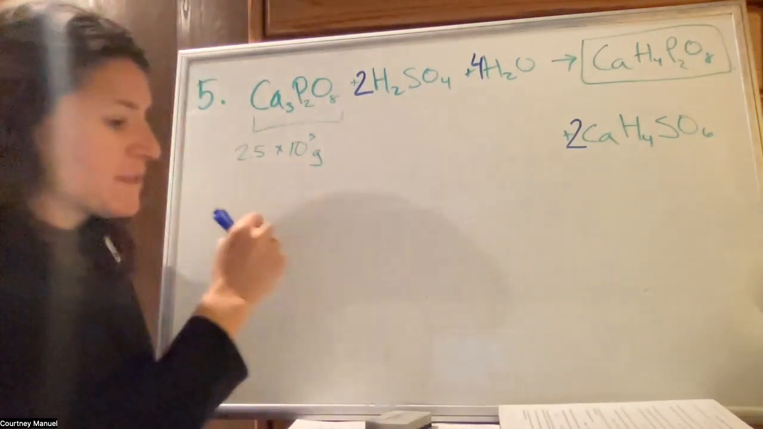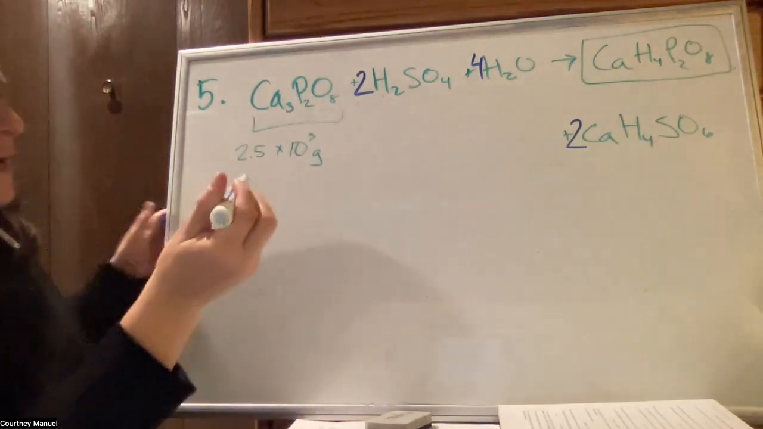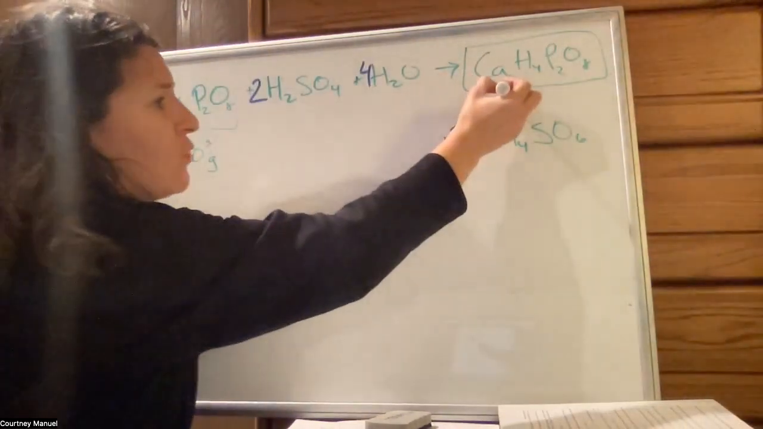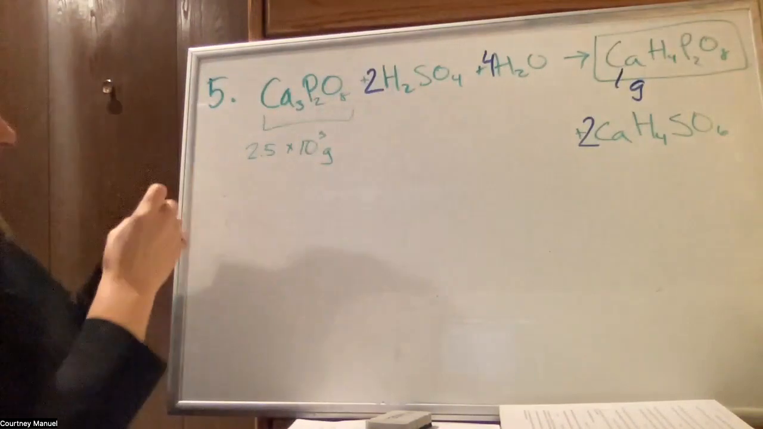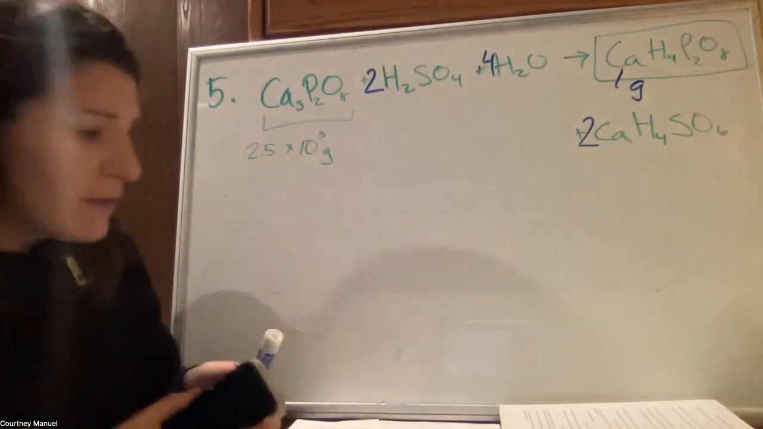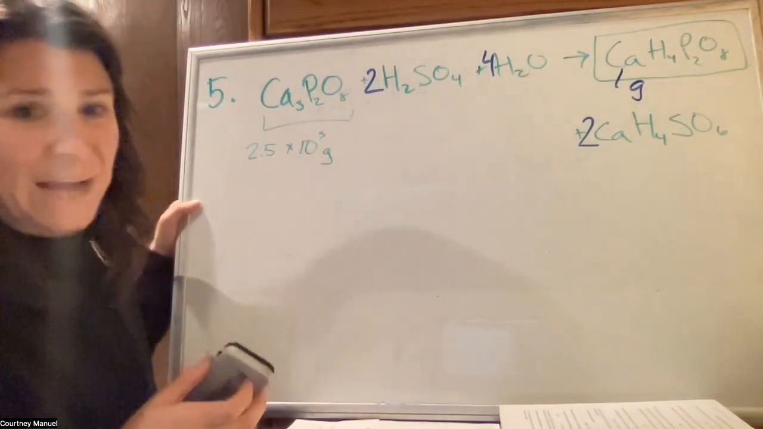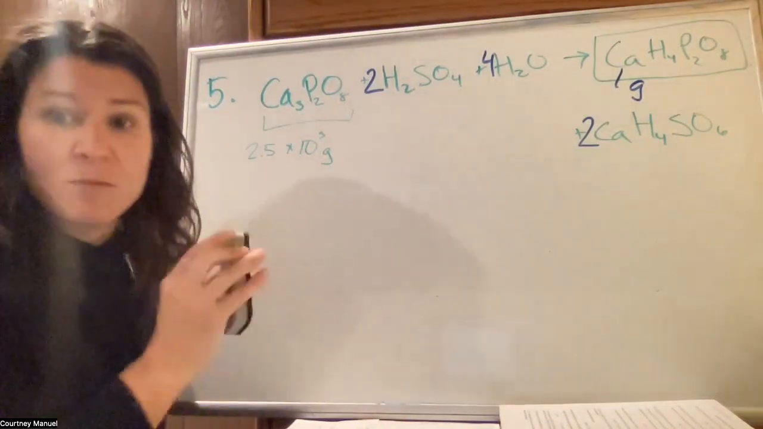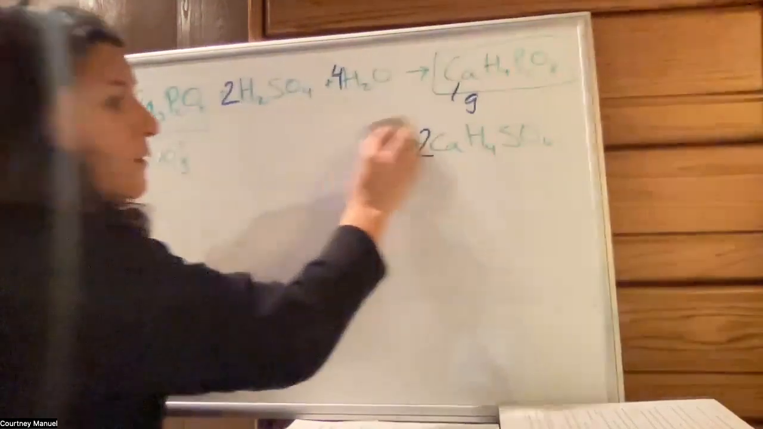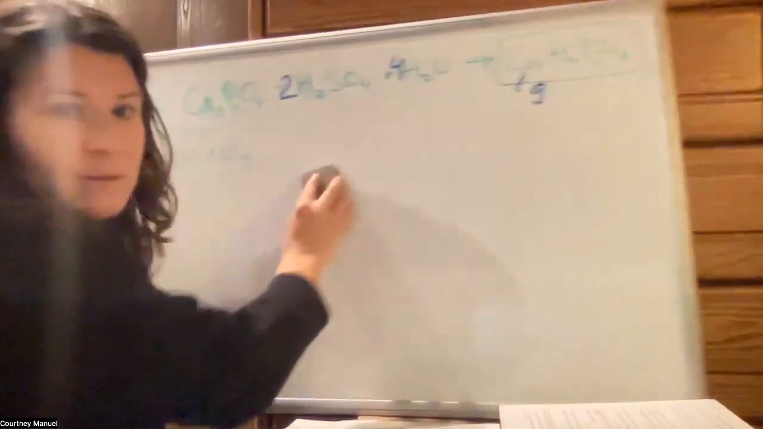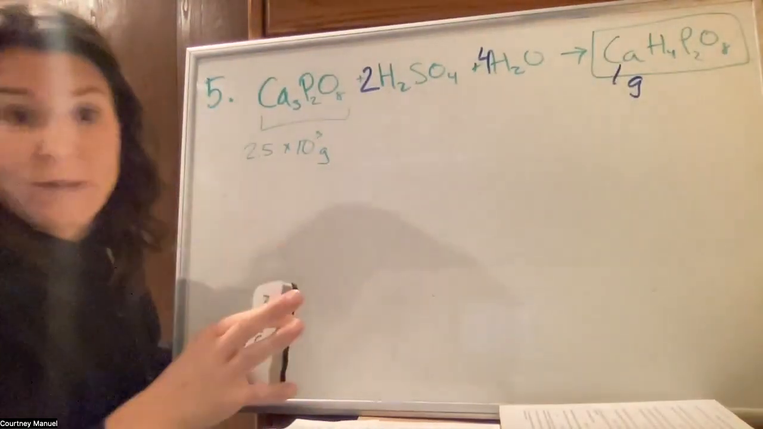How many grams of fertilizer can be made? So we're trying to figure out how many grams of this one. Now, because we're not even going to do anything currently with the CaH4SO6, I'm just going to erase it. It still exists. It's still part of the reaction, but for space on our board and for simplicity, we're just going to erase it, okay?